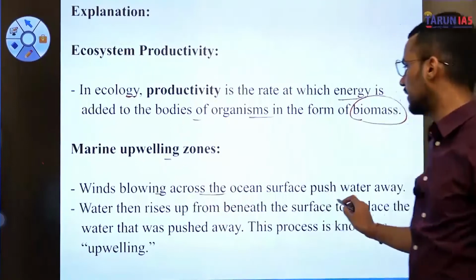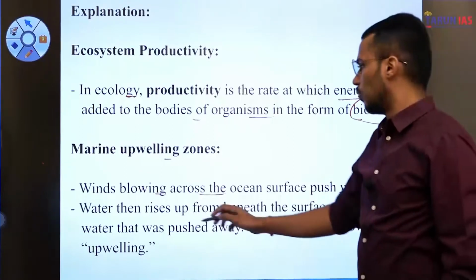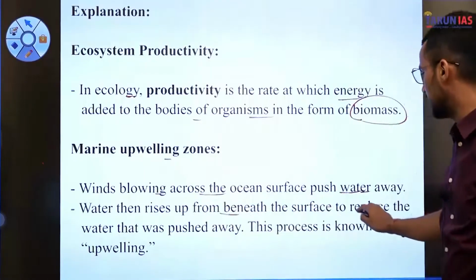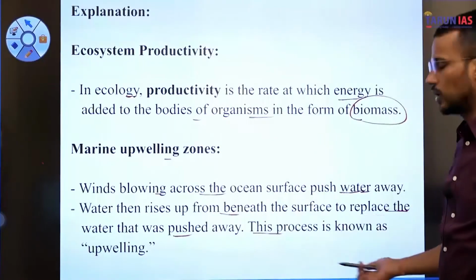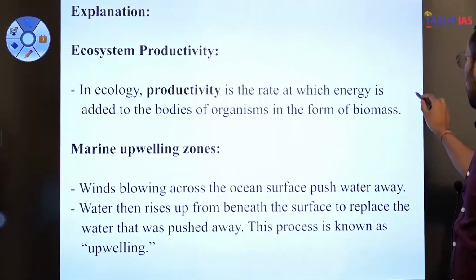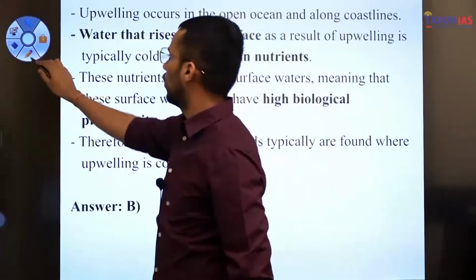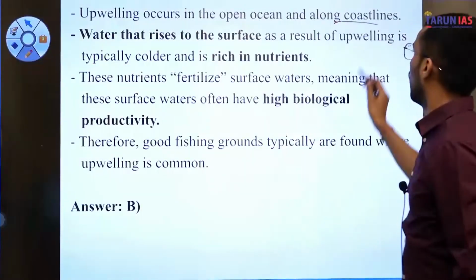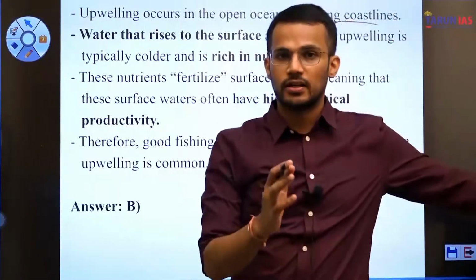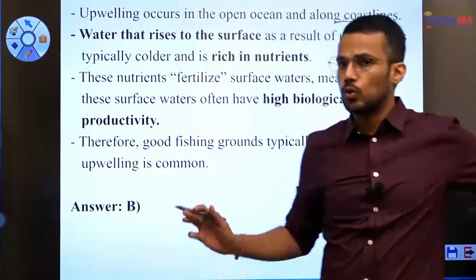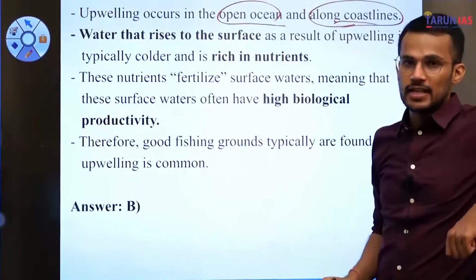Winds blowing across the ocean surface push water away. Water then rises up from beneath the surface to replace the water that was pushed away, and this process is known as upwelling. Next, upwelling occurs in open ocean and along coastlines. So primarily, we'll be able to witness upwelling in the open ocean and along the coastlines as well.